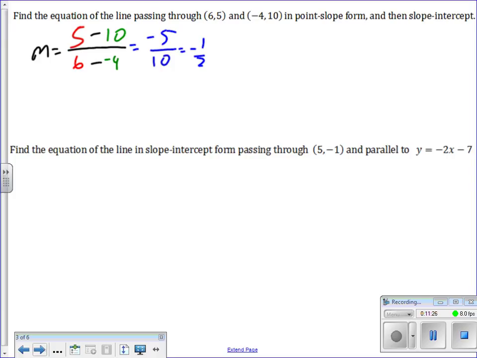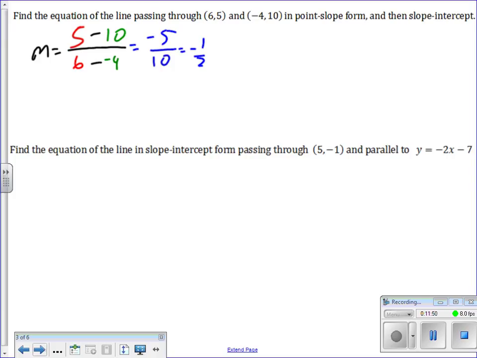Now, I did this. I put the 5-6 coordinate before the 6-5 coordinate before the negative 4, 10. If you had them the other way around, guess what? You're still going to get the same answer in the end. You'll end up with 5 over negative 10, which will still give you negative 1/2 as your slope.